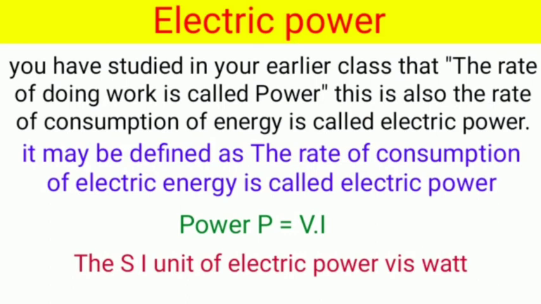It is denoted by P and the formula is P is equal to V into I, where V is potential and I is current. The SI unit of electric power is watt. So electric power is the rate of consumption of electric energy.